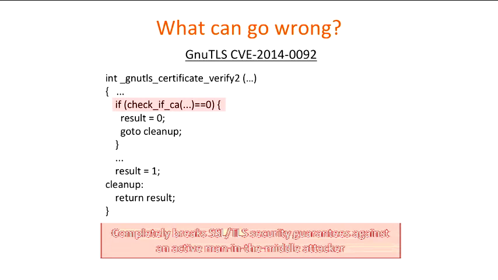How bad can it be? This is how bad it can be. This is one of the many CVEs I just listed. It happens in GnuTLS, one of the popular TLS libraries. Here, the program calls checkIfCA. That function checks if a certificate belongs to a certificate authority. Figuring out this property correctly is very important because a certificate authority can issue arbitrary certificates.